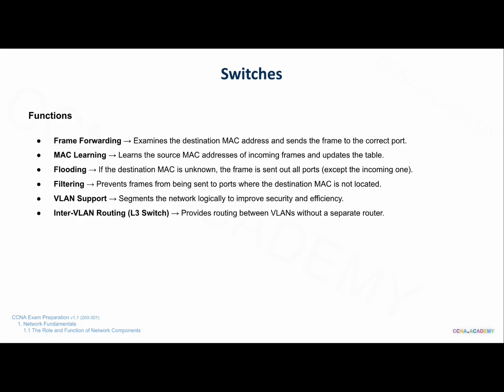Switches learn MAC addresses from incoming frames, record them in a table, and forward traffic only where it needs to go. If the destination is unknown, the switch floods the frame until the address is learned. They also filter unnecessary traffic, and Layer 3 switches can route between VLANs.